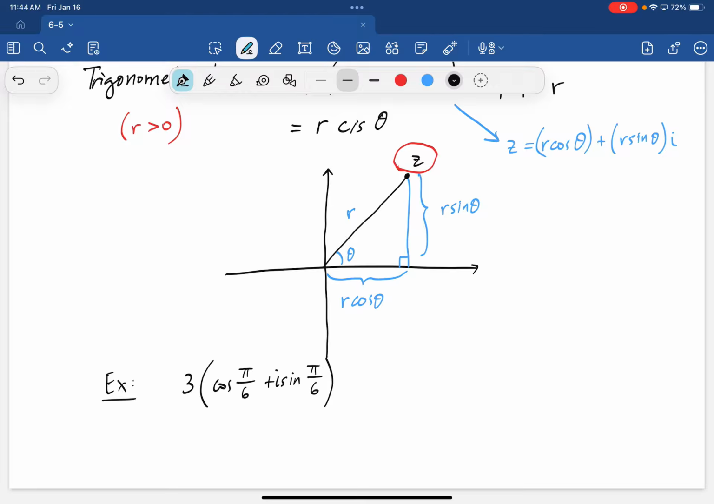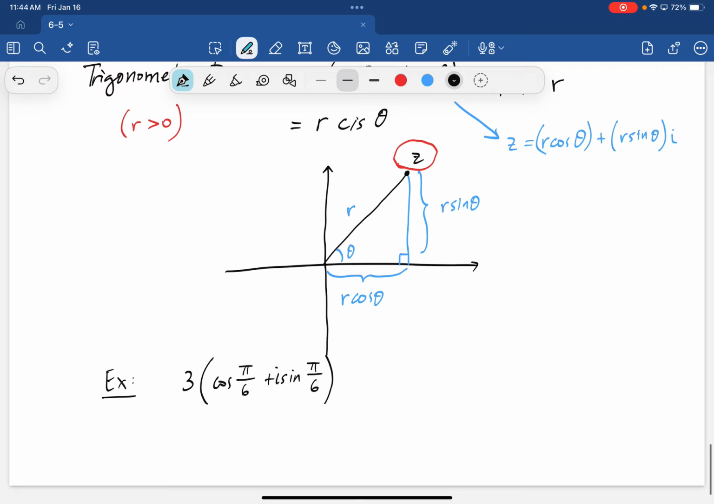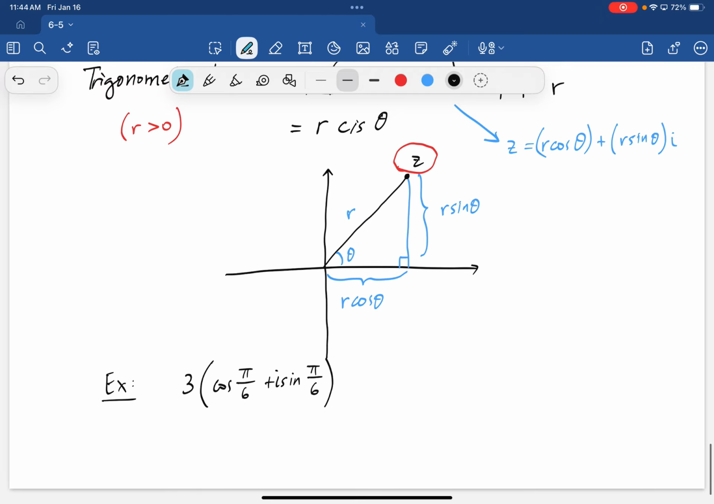Cis. Excuse me? Yeah, that got, didn't it? Yep. Well, the cis came first, okay?